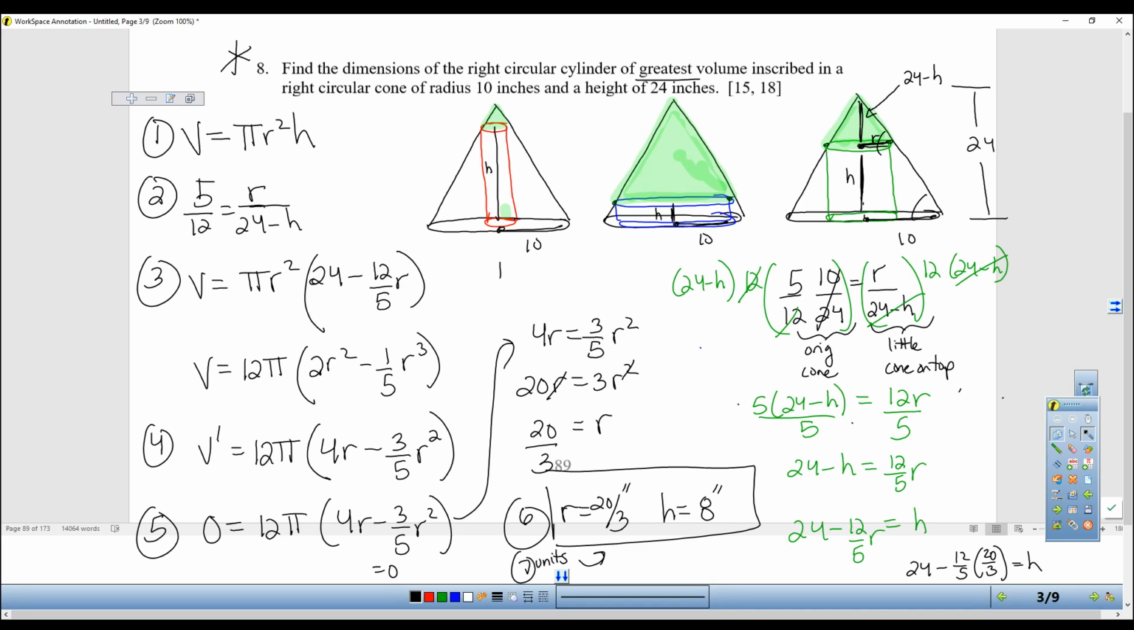This is usually the hardest one for kids. They really struggle with getting this proportion. But remember, the key is it's not the cylinder that's proportional to the overall cone. The little cone that is created by making the cylinder is proportional to the overall cone. It's just like a Christmas tree.